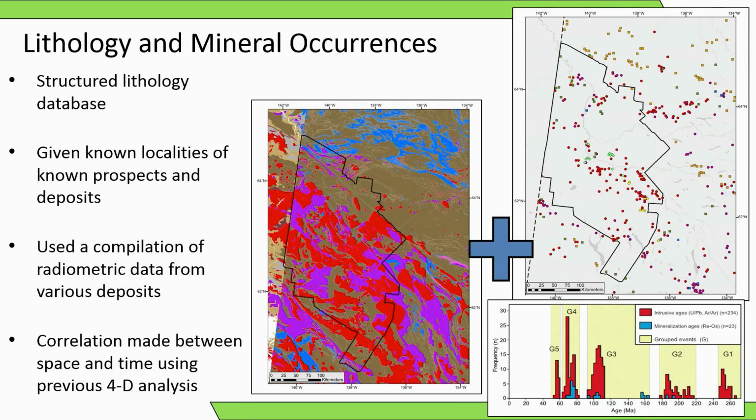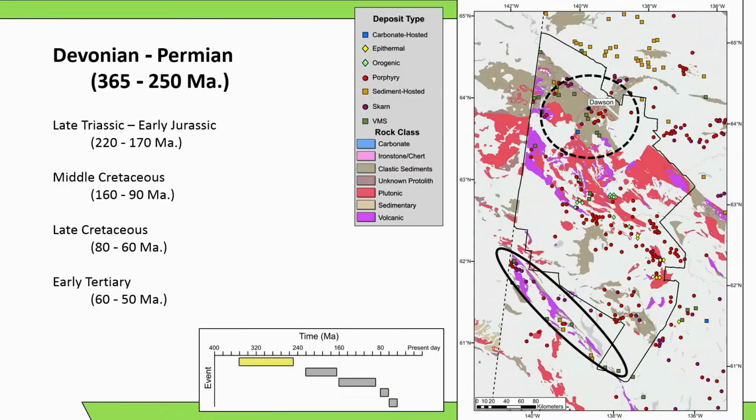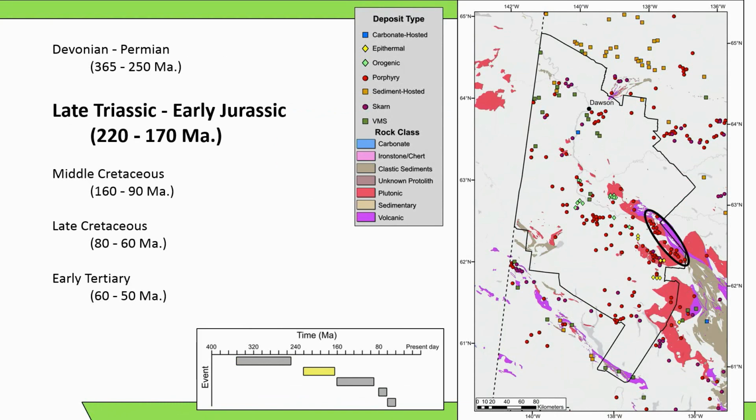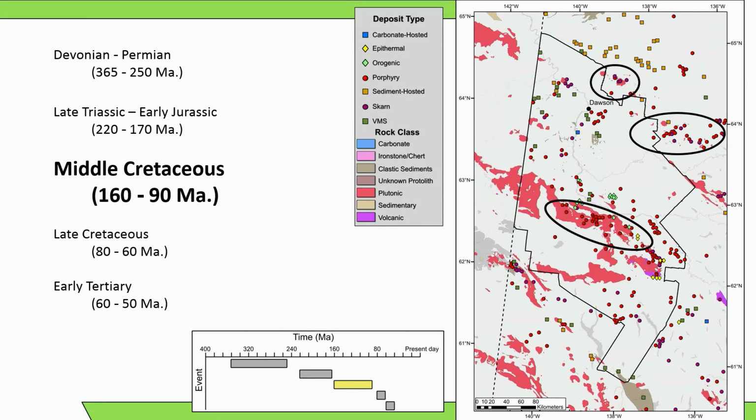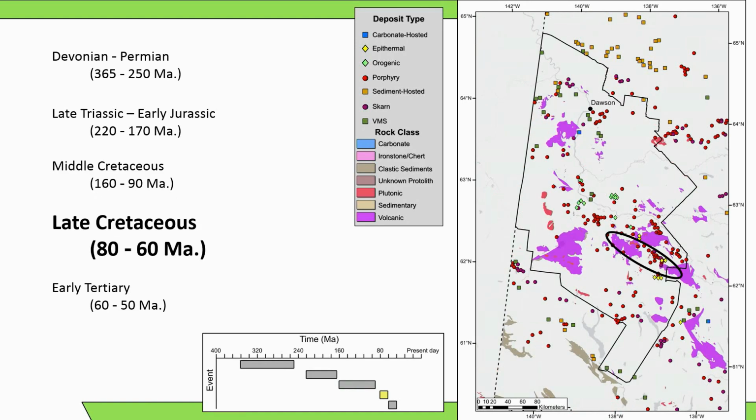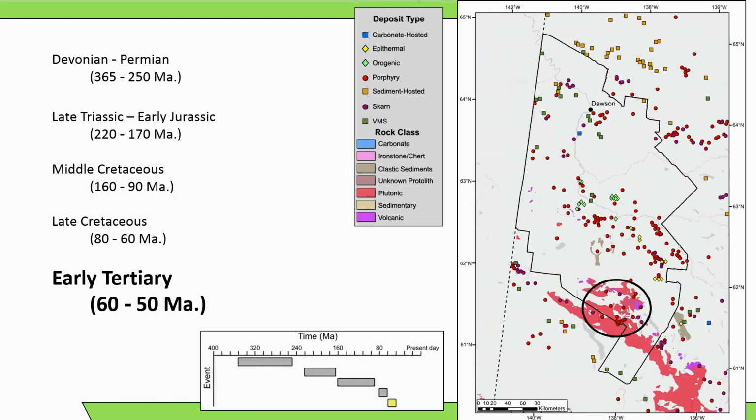So using Allen et al. 2010, they compiled all the radiometric data from various deposits. And they compiled 5 main metallogenic ages. So we're able to query this and only show lithology shapefiles that associate with those metallogenic ages. So going into the 5, we have the Devonian to the Permian, the late Triassic to early Jurassic, the Middle Cretaceous, the late Cretaceous, as well as the early Tertiary.